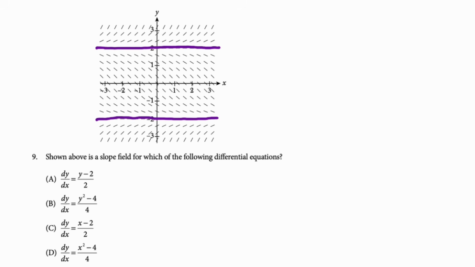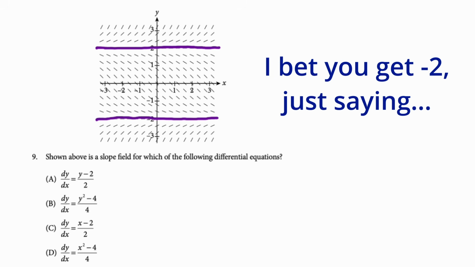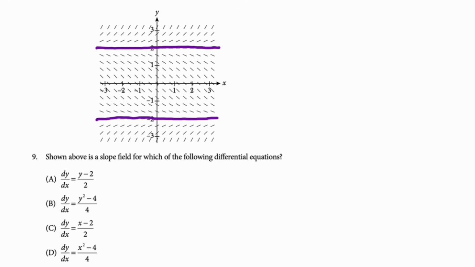If I plug negative 2 into A, I do not get 0. I actually get negative 1. If I plug negative 2 into B, I get 0. The answer is B. I have a bunch of videos on matching slope fields to differential equations. Highly recommend that you check those videos out if you want to get really good at this concept.